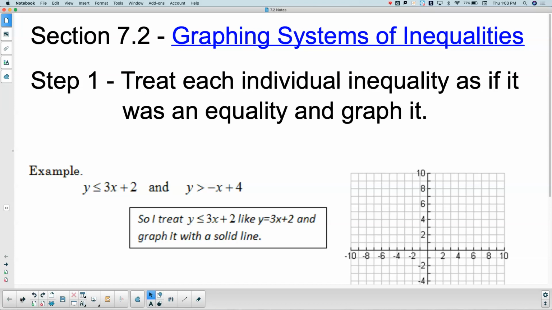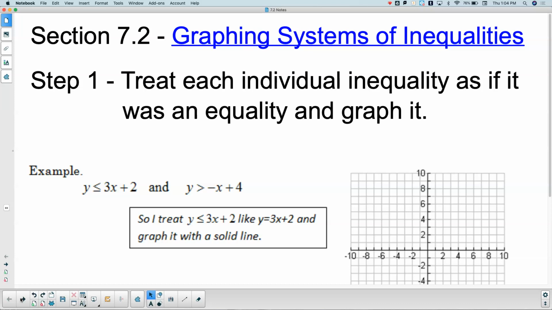Okay? So I would start by treating each inequality as an individual, and then change it to an equality to graph it. So remember, when we're dealing with inequalities, that we use test points, somewhere not on the line, plug that point back into our original inequality, and then if it's true, we shade to that side of the point. And then if it's false, we go on the opposite side of the line.